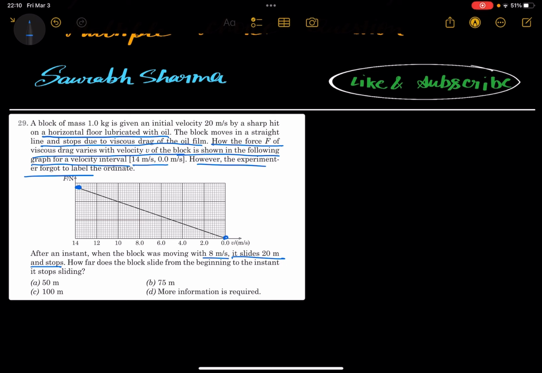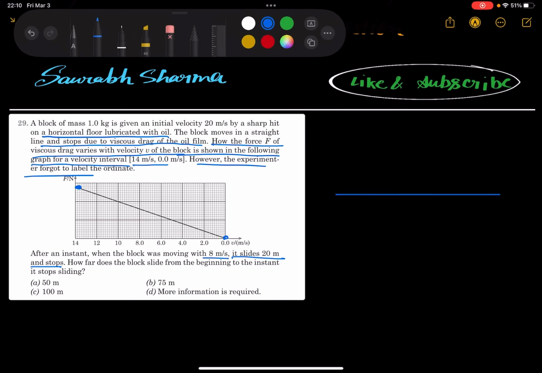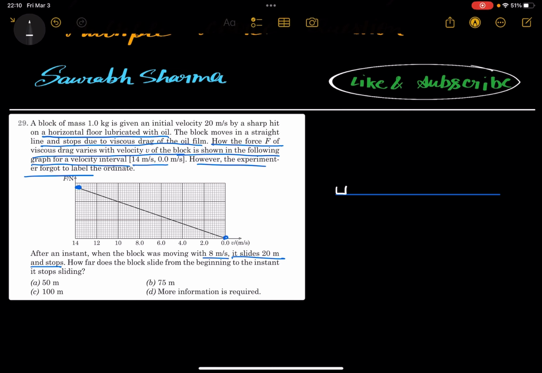My dear friends, what is happening in this situation? Suppose this is a surface with oil placed on it, and the block starts moving from here. When its speed here is 8 meters per second, and from 8 meters per second it comes to a stop, this distance is 20 meters. We don't know what this other distance is.